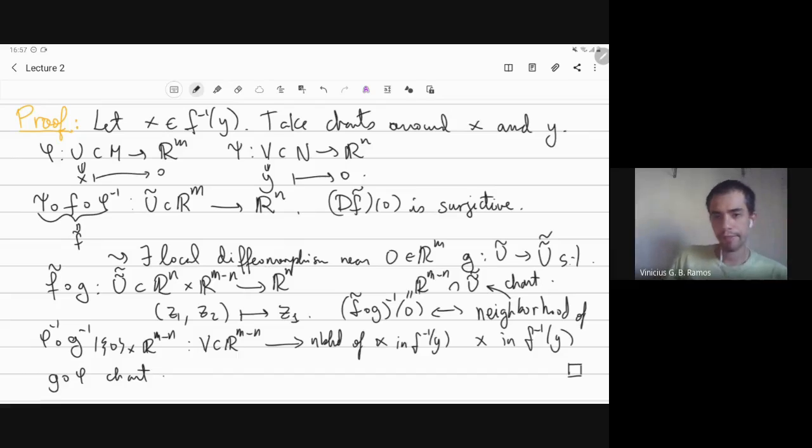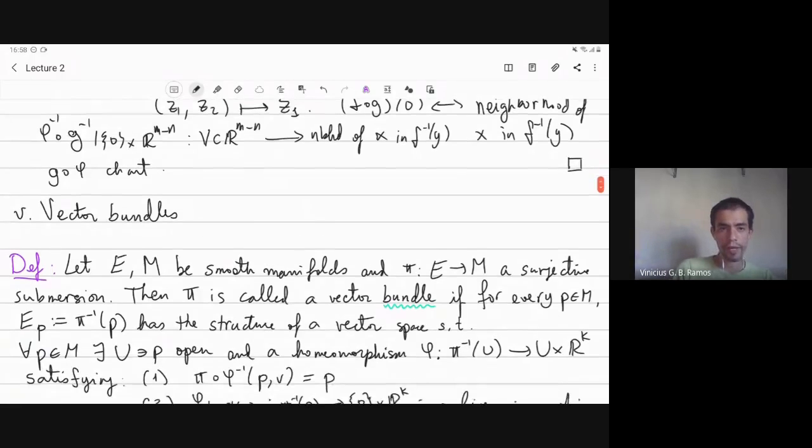Okay. So maybe this is the kind of proof that you should write for yourself to be completely convinced. But the moral of the story is that this is just the inverse or the implicit function theorem. Okay, so now let's talk a little bit about vector bundles.